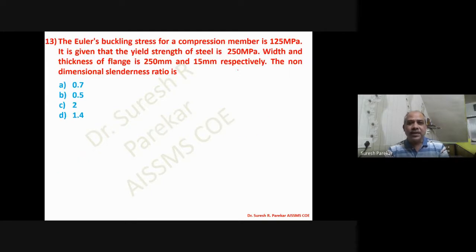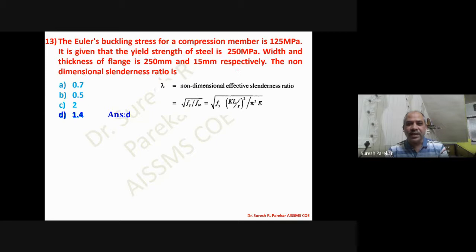The Euler's buckling stress for a compression member is 125 MPa. It is given that the yield strength of steel is 250 MPa. Width and thickness of flange are 250 mm and 15 millimeter respectively. The non-dimensional effective slenderness ratio is 1.4. Now how will we get this? So Fy upon FCC. Fy we have 250 and FCC we have 125. So 250 upon 125, from there we will get this value as 2. So we have root 2, that is 1.4.